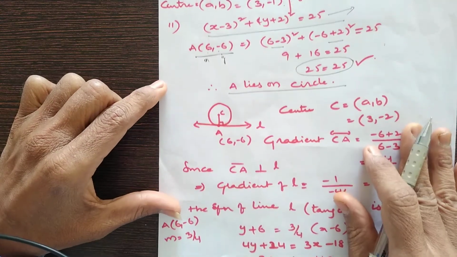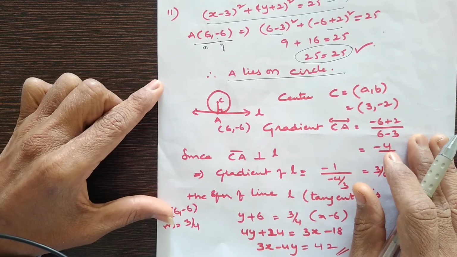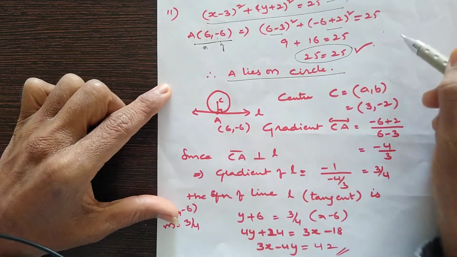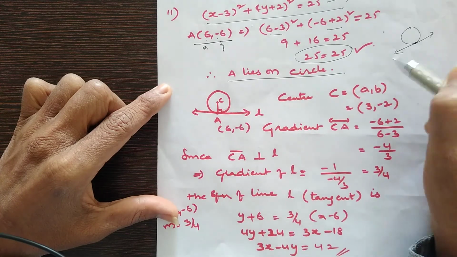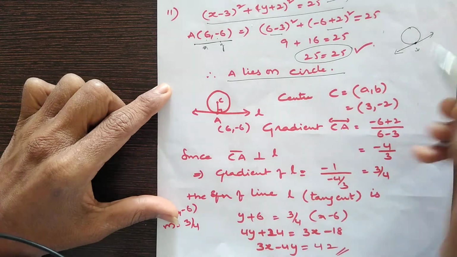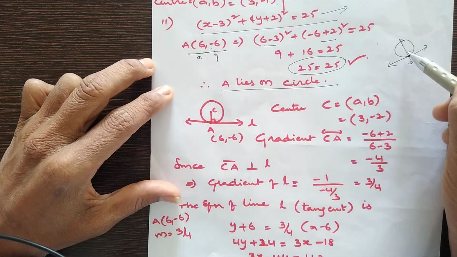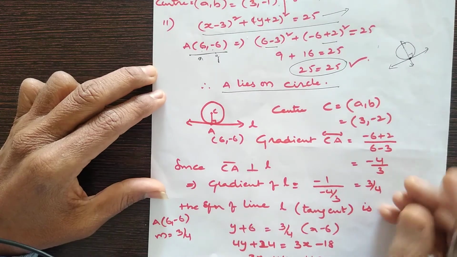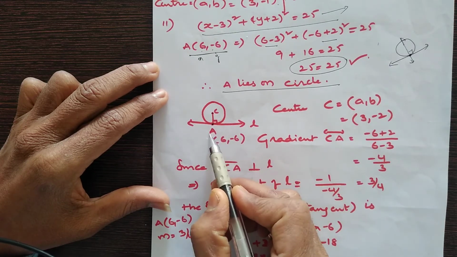Now next, they are asking us to find the equation of the tangent to the circle at the point A. So what is meant by tangent? A tangent is a line which touches the circle at one point. And this point is called the point of contact. Always, the radius is perpendicular to the tangent at the point of contact. So you should remember this thing.